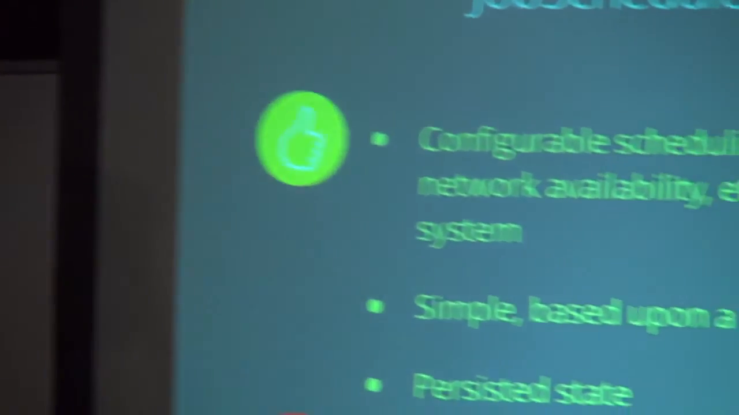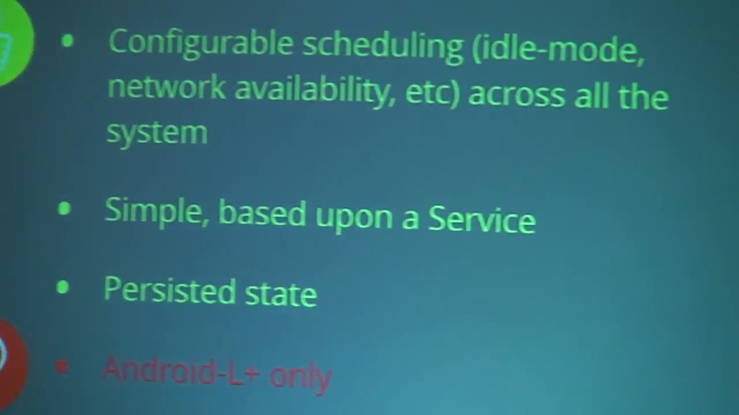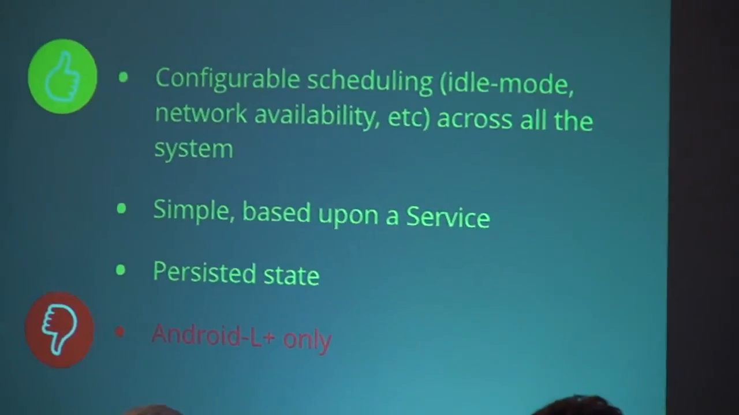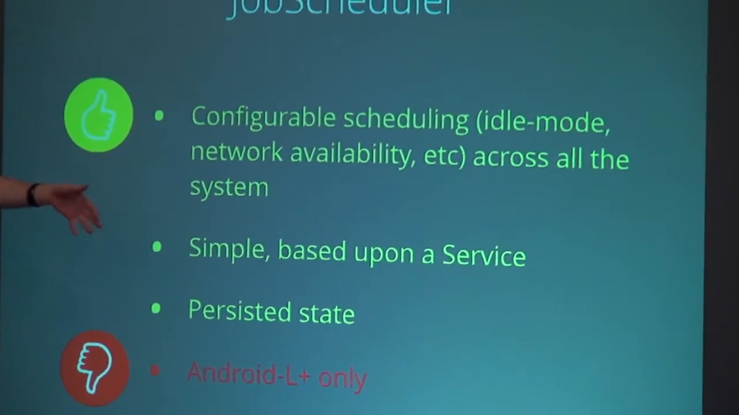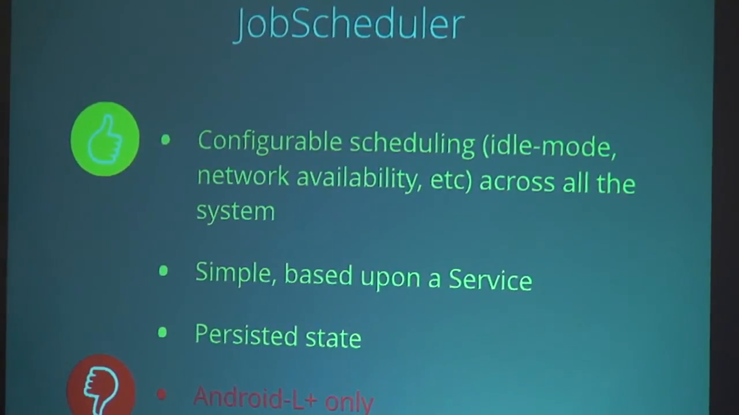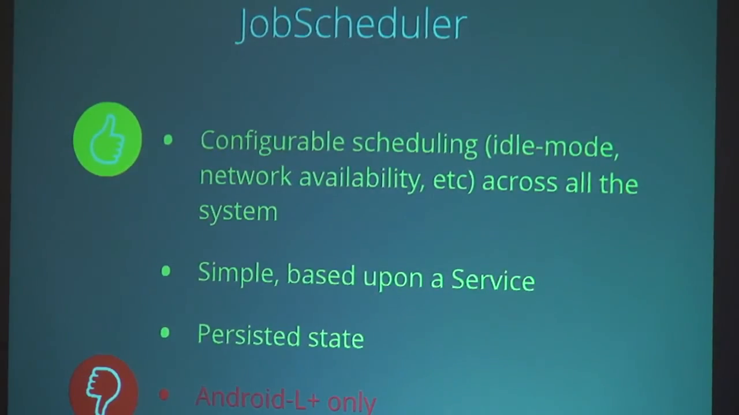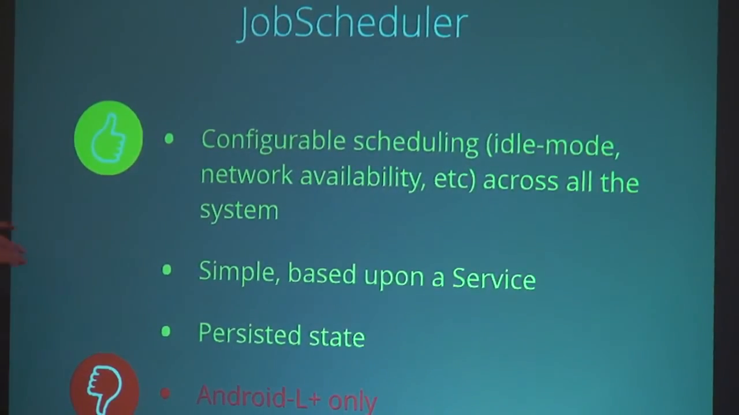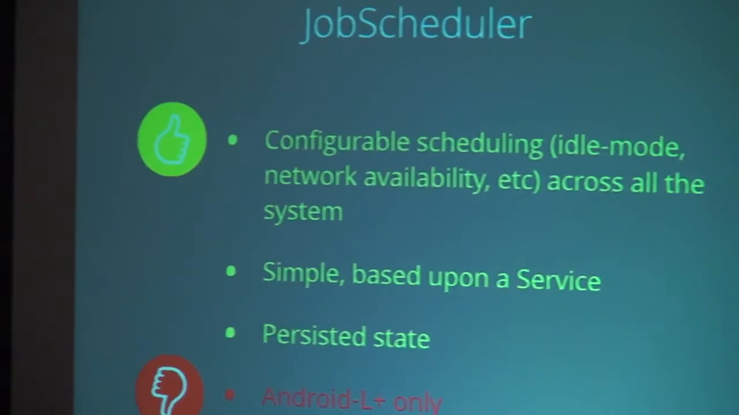Well, the JobScheduler seems very great. It has a lot of pros, like configurable scheduling across the whole system between different apps, and that's very good for battery life. It's a simple service, so it's very efficient, and we can use persistent state to reschedule our jobs. But it's Android L plus only, unfortunately.